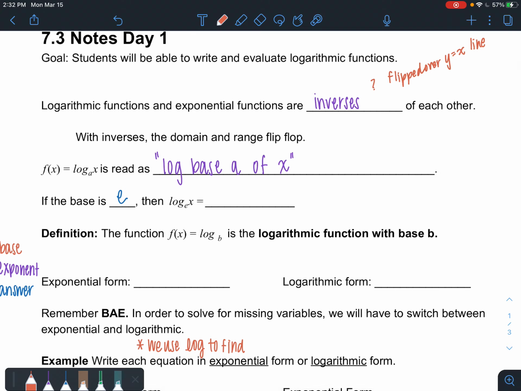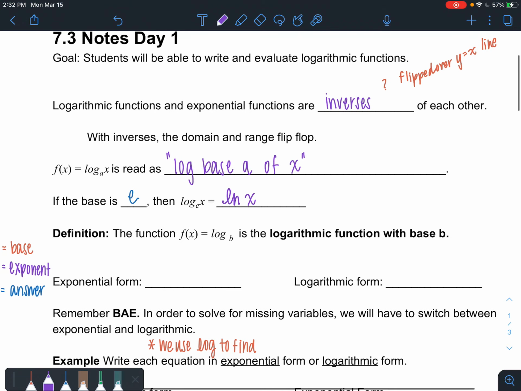All right, and then we have this thing called e. If we have a base of e, then log base e of x is equal to ln of x. And I do like to write log and ln in cursive just so that it doesn't look like one n.